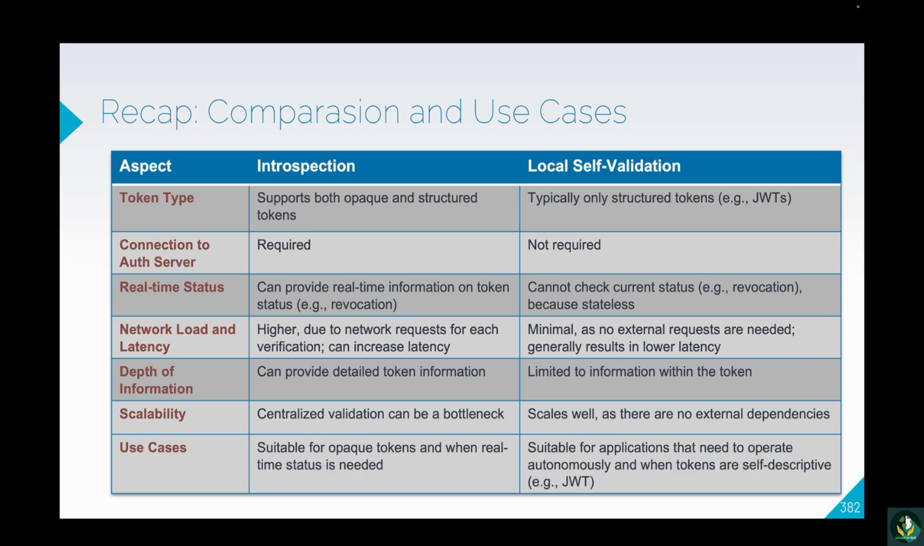Use cases. Introspection is ideal for scenarios involving opaque tokens or when real-time status updates such as token revocation are critical. This method is particularly useful when immediate token invalidation is necessary to maintain security. Local self-validation is best suited for applications that require autonomous operation and utilize self-descriptive tokens like JWTs. This approach is especially beneficial in distributed systems where low latency and high scalability are key priorities.